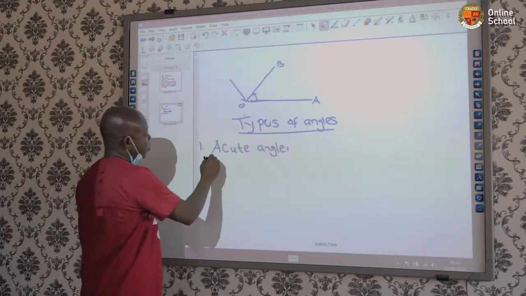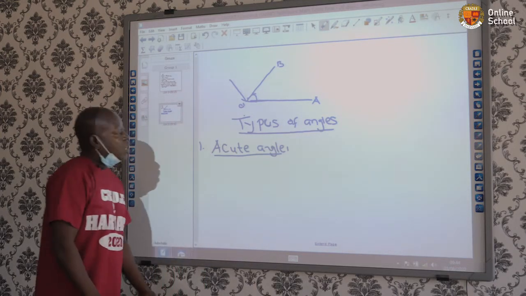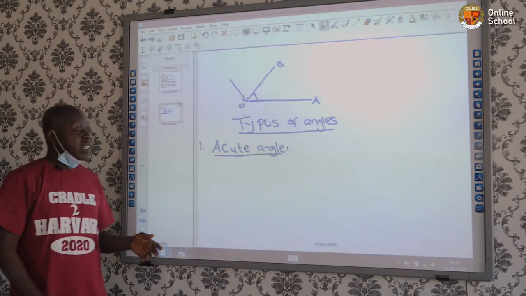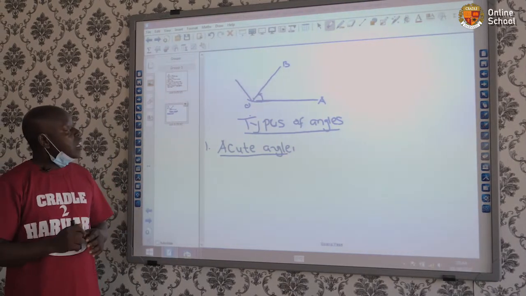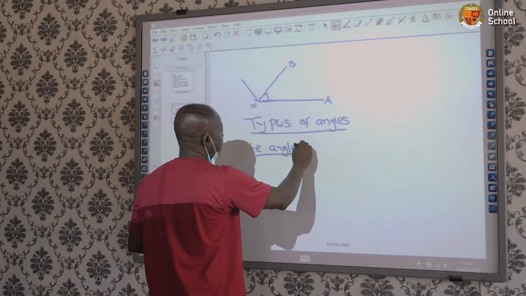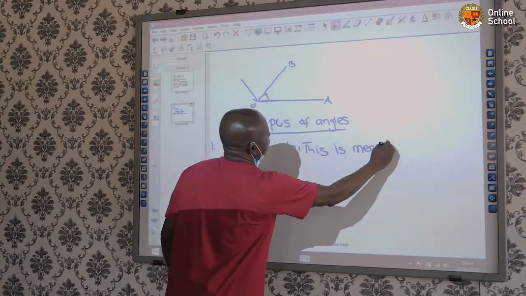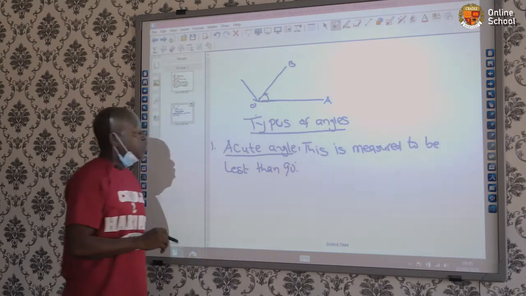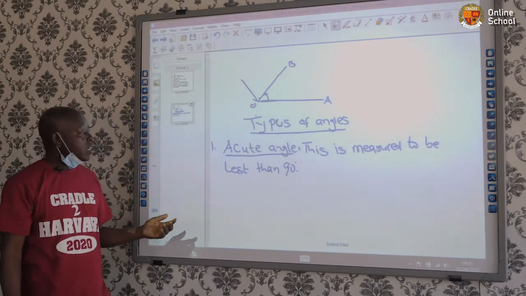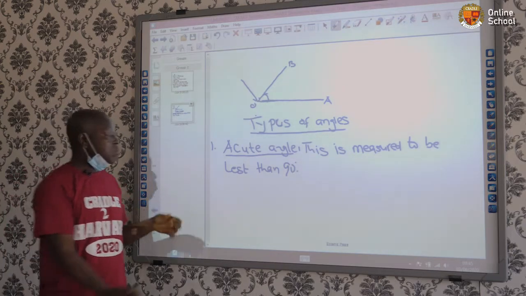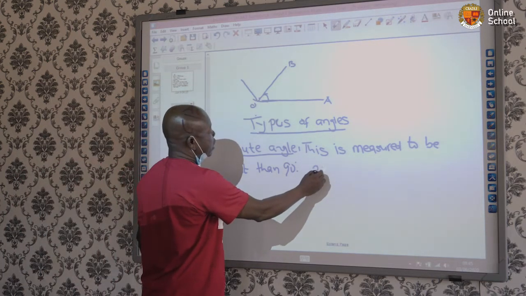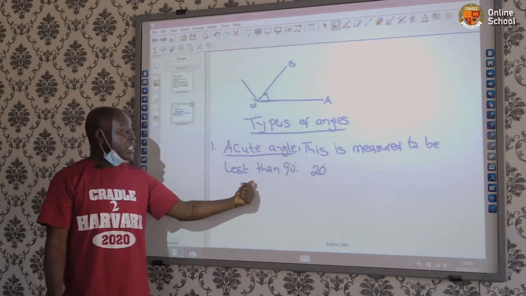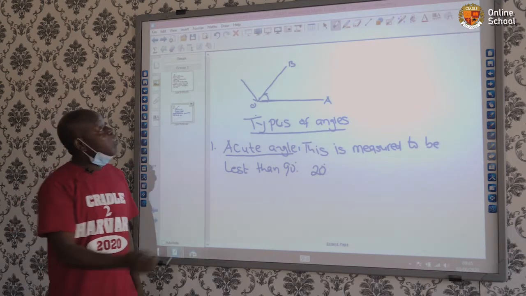Acute angle. An acute angle is measured to be less than 90 degrees. 90 degrees is a square angle. So meaning that if you want to quantify this angle, say 20, an angle is measured in degrees. If you see 20, it means it's less than 90. That is an example of an acute angle.